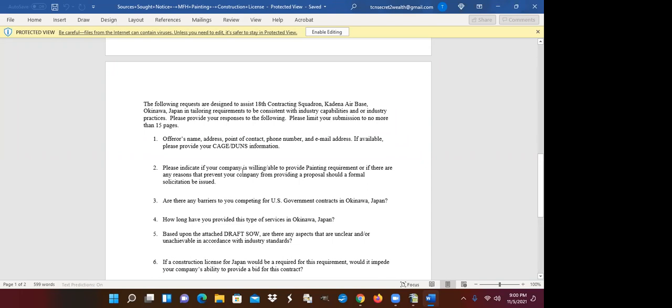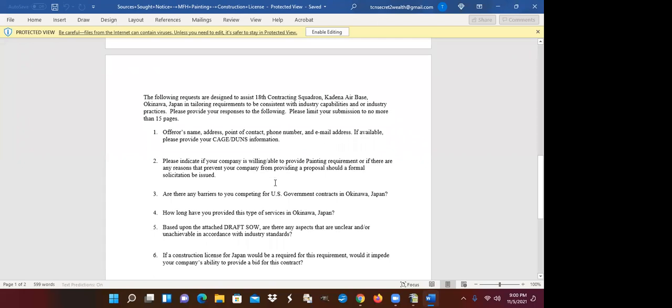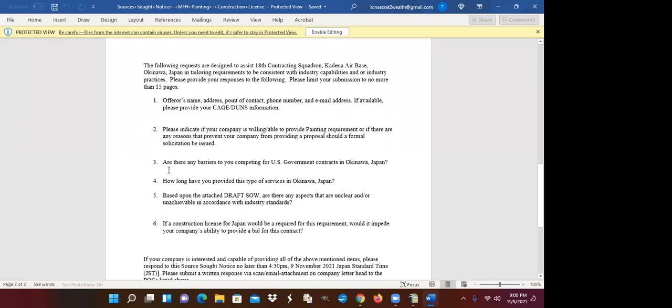Then it says, please indicate if your company is willing and able to provide payment requirements, or if there are any reasons that prevent your company from providing a proposal should a formal solicitation be issued. There's no reason for you to even be responding to this if you aren't prepared to provide any type of payment. Why would you respond to this contract if you're not going to be able to provide payment?